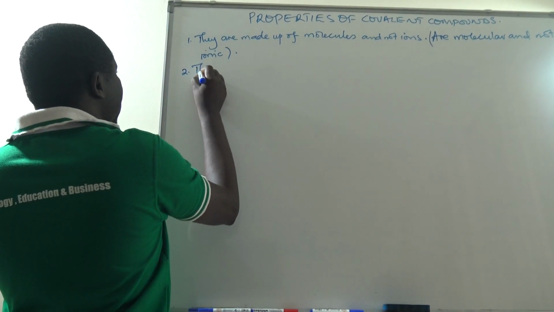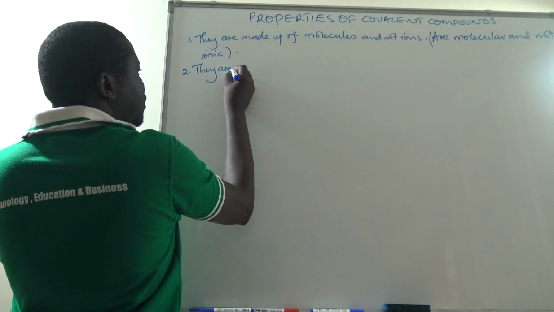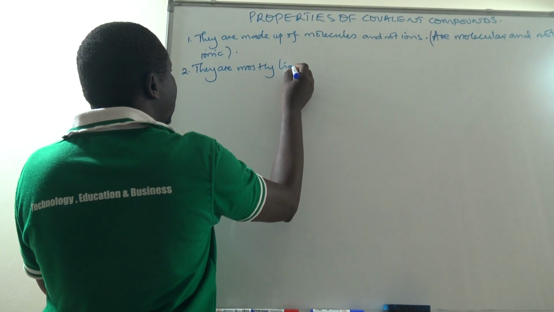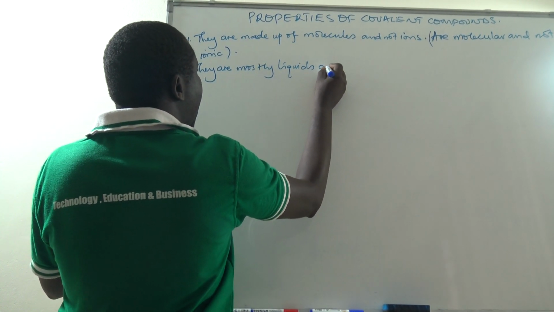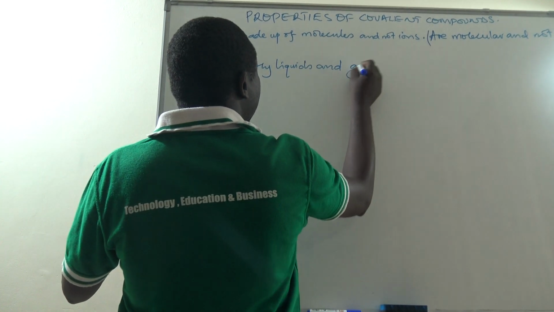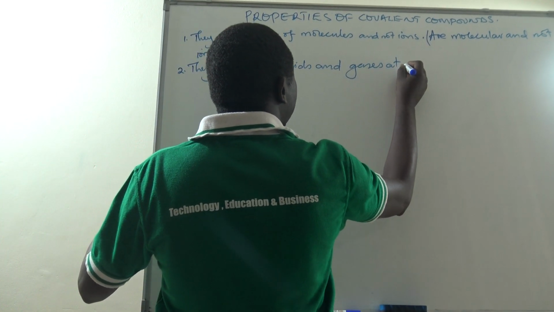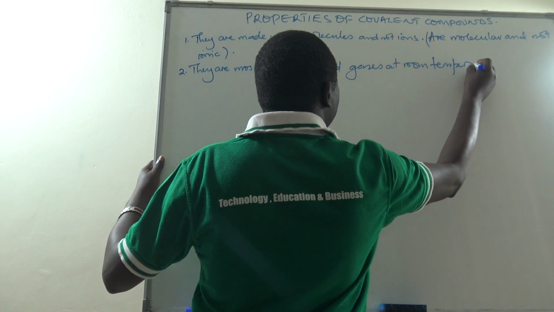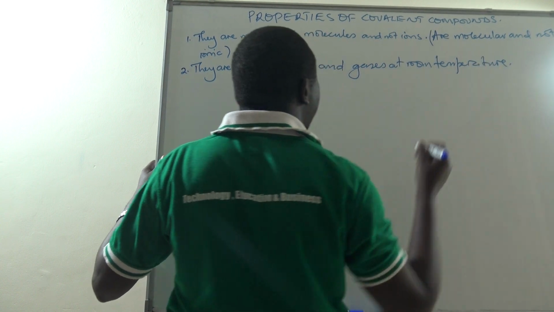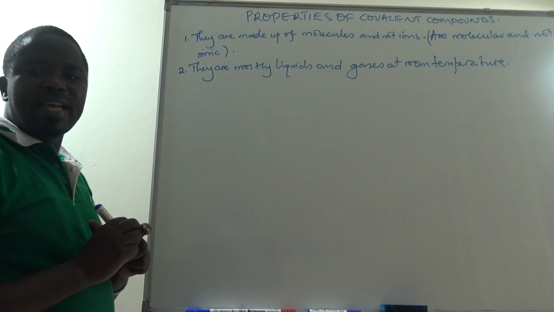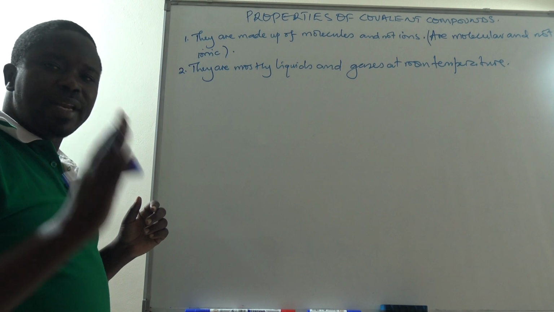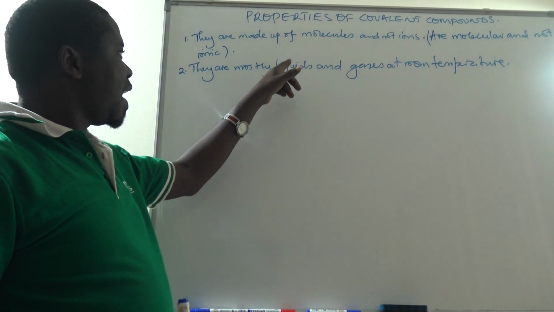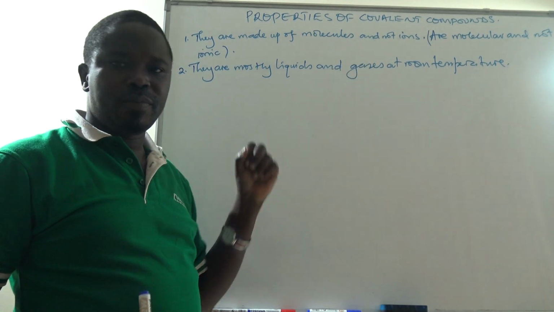Two, they are mostly liquids and gases at room temperature. We said that ionic compounds are solids at room temperature. But the covalent compounds are liquids and gases at room temperature.